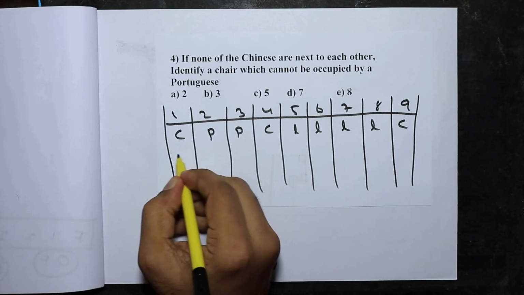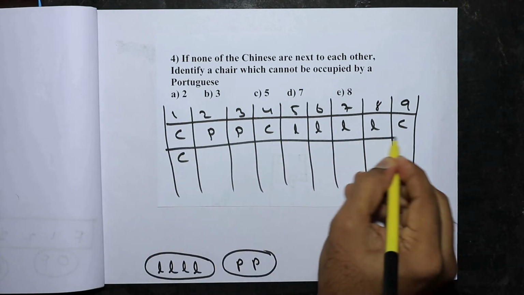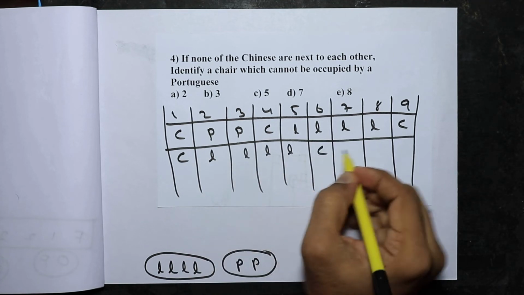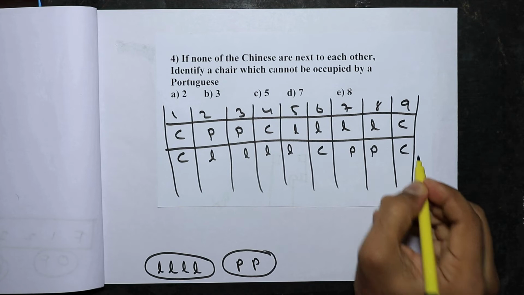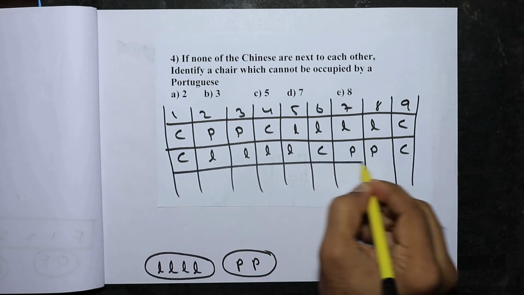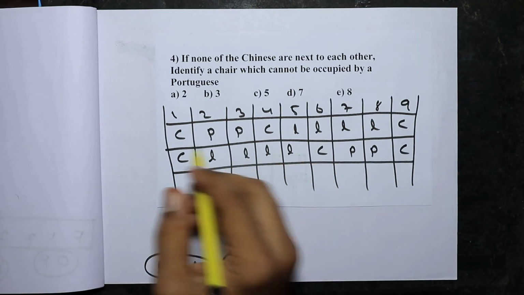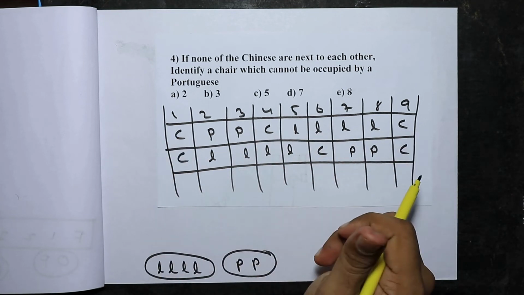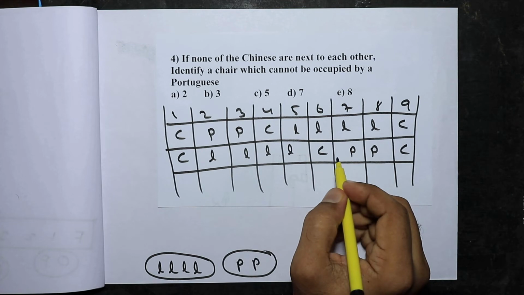The other arrangement is I can have a C here, followed by the 4 L's, followed by a C and then the 2 P's and then a C. Now these are the only 2 possible arrangements where the Chinese are not next to each other. You can see the Chinese are all separated. So only these 2 arrangements are there.